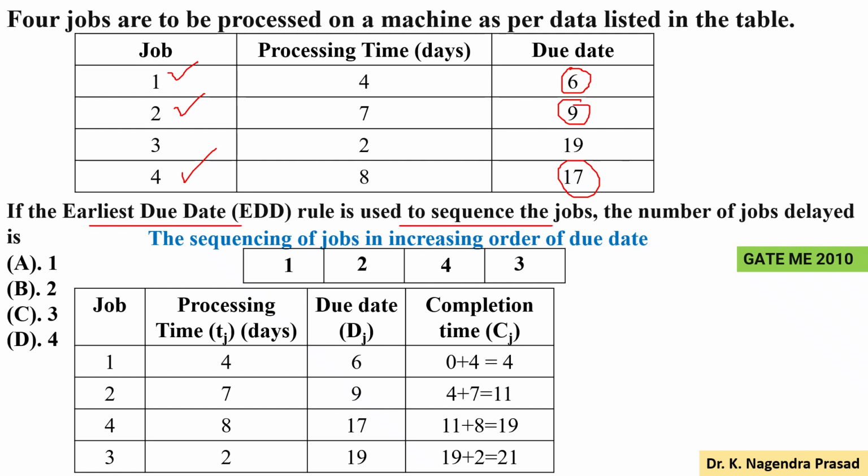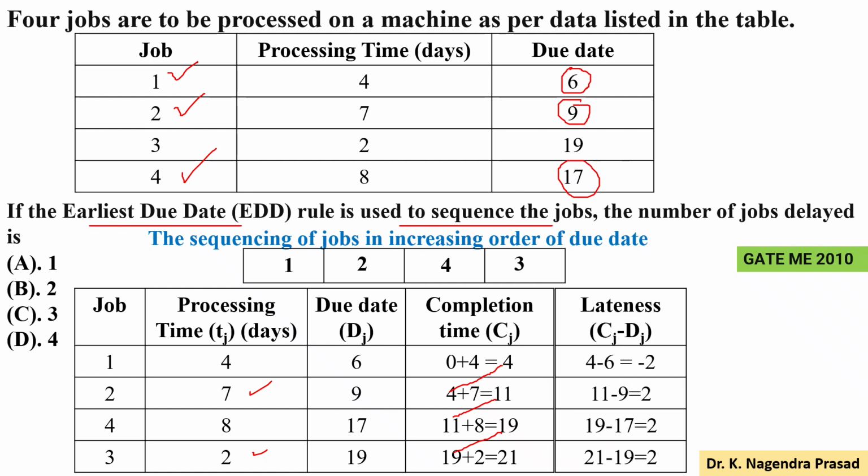And next for job 2, completion time is the previous job completion time, 4, plus its processing time, 7. So 4 plus 7 is 11. Next for job 4, completion time is the previous job completion time, 11, plus processing time, 8, which is 19. And next for job 3, completion time is the previous job completion time plus processing time, 2, which is equal to 21.